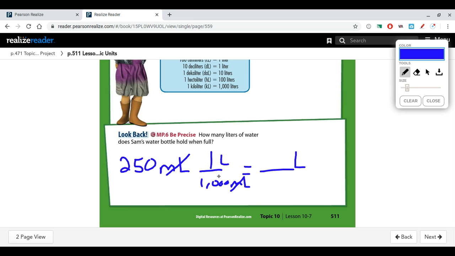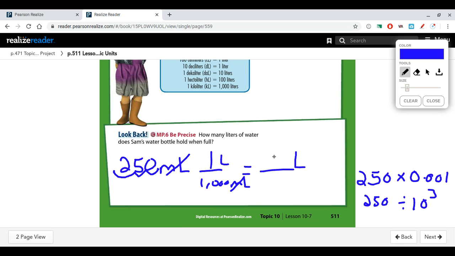So if you recall when we did this in 5th grade, if you were with me, we did 250 times 1/1000th, or it would be 250 divided by 10 to the third power. And if you recall, when we divide by 10 to the third power, all I do is take my decimal and move it 3 places to the left.